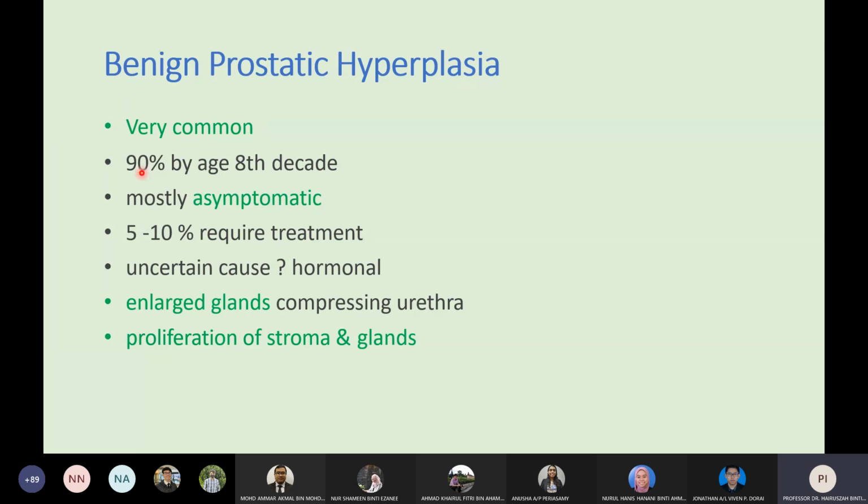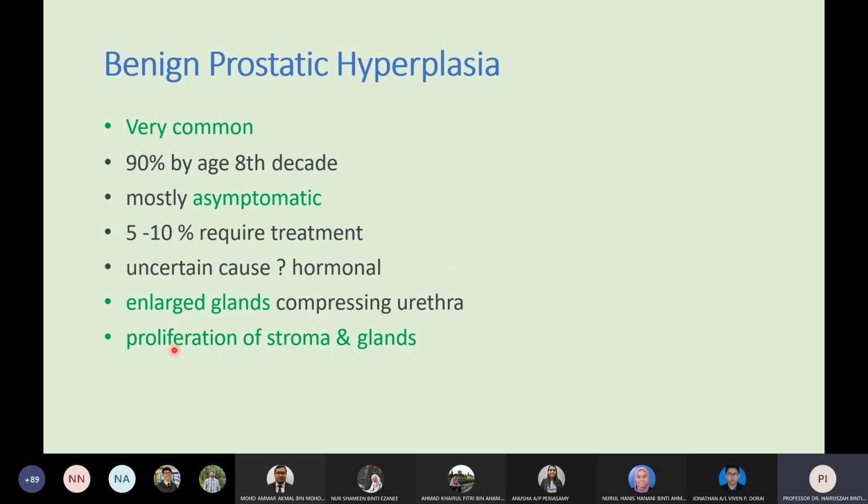It is said that 90% of people who reach 80 years old will have been affected by BPH. Because the majority are asymptomatic cases, they don't come to you, so only a small percentage come to you for treatment. We don't know the cause. We suspect it could be due to hormonal, testosterone influence, but we're really not sure.